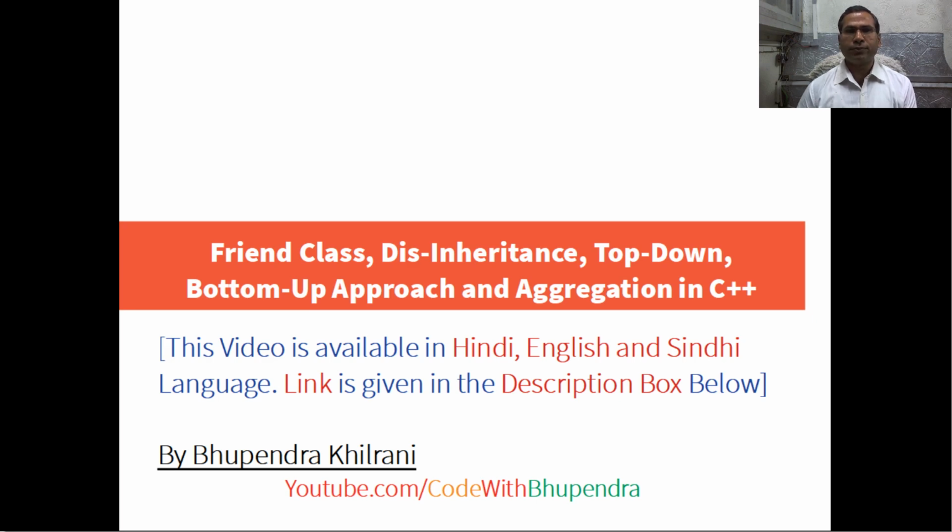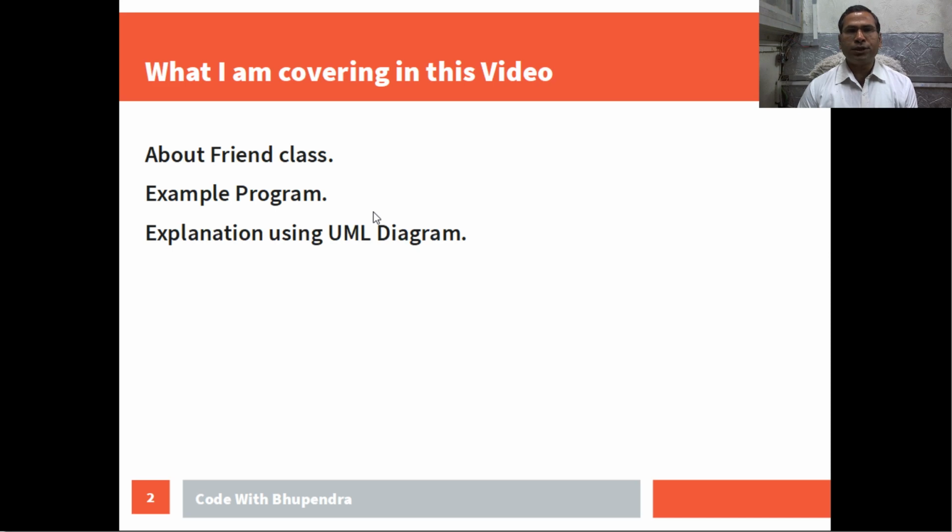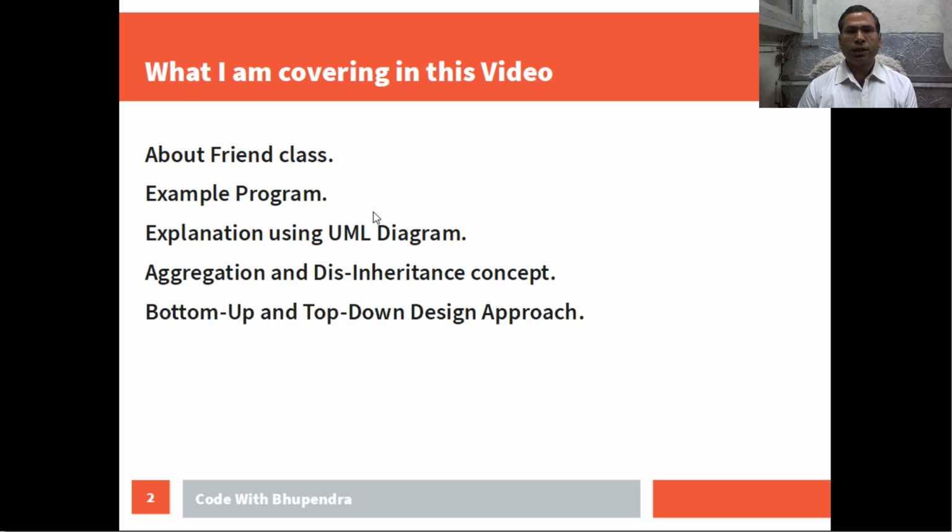So let's start. In this video, I will cover friend class, an example program, its explanation using a UML diagram, the concept of aggregation and disinheritance, bottom-up and top-down design, and finally my upcoming videos.